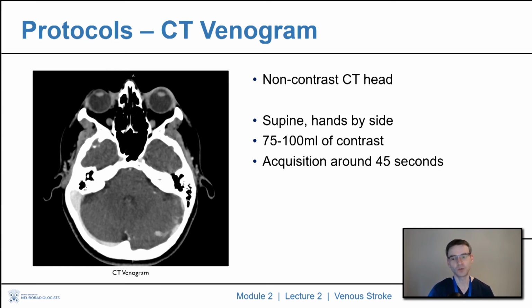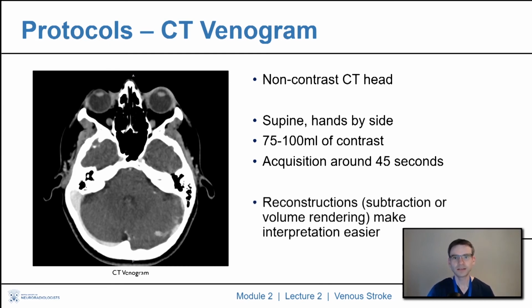Timing's important because you want the contrast density to be highest in the venous sinuses and not in the arteries or the parenchyma. And to help with interpretation, you could make reconstructions, you could try and do subtraction images, volume rendering or something like that. But really a non-contrast CT head and the CT venogram together are going to be enough in most cases.